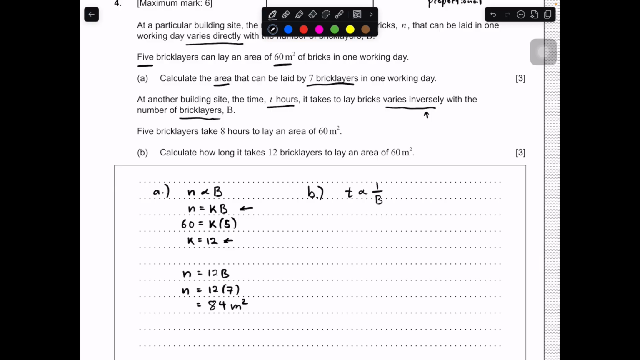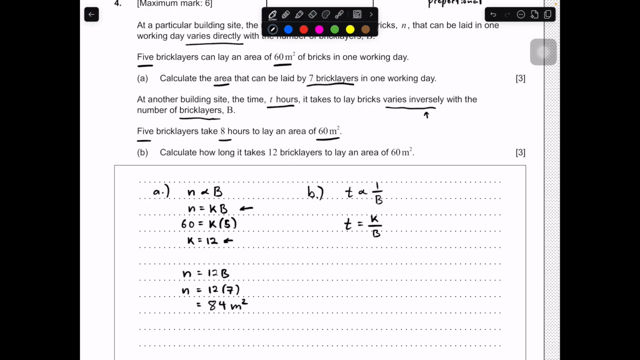How long does it take to complete if there's just 1 bricklayer, 2 bricklayers, 3 bricklayers? For this, we need to find, once again, a proportionality constant. So time is equal to some initial value divided by the number of bricklayers. Again, they give us a value. They tell us that 5 bricklayers take 8 hours to lay an area of 60 meters cubed.